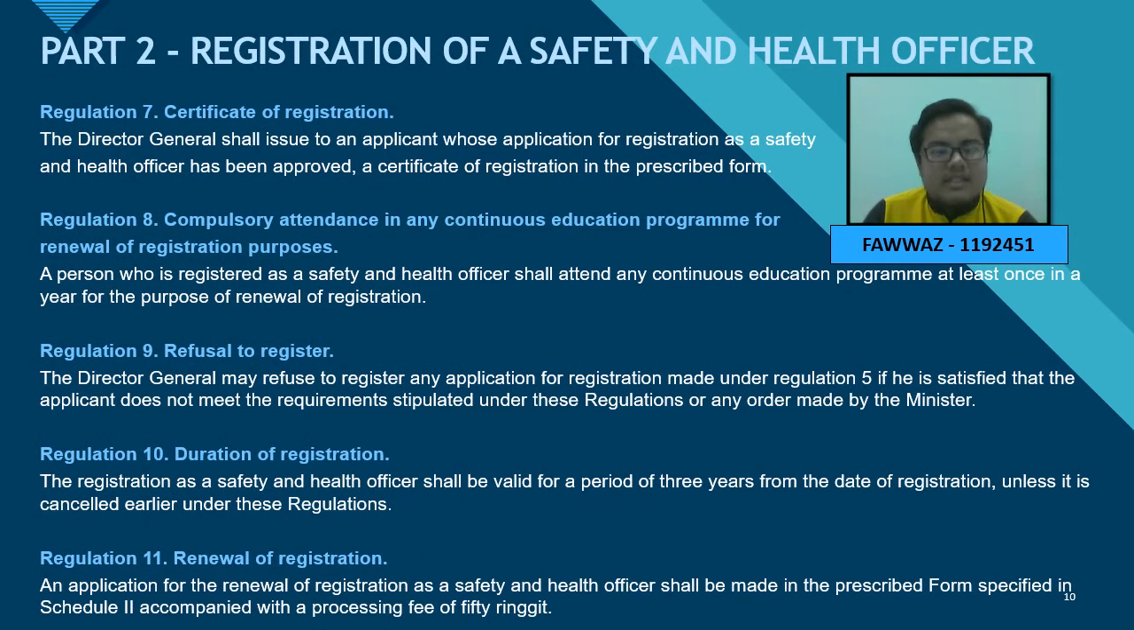Next, Regulation 7, which is Certificate of Registration. If an application for registration as a Safety and Health Officer has been approved, the Director General shall issue a certificate to the applicant. Next, Regulation 8, Compulsory attendance in continuous education program.